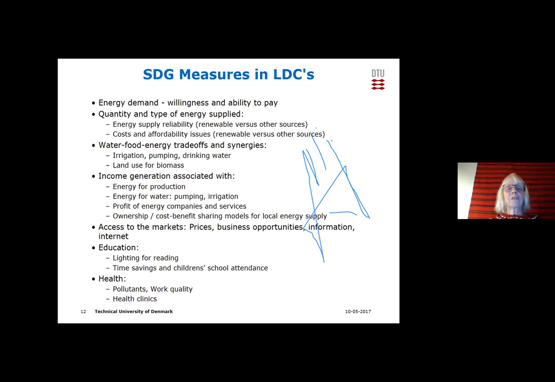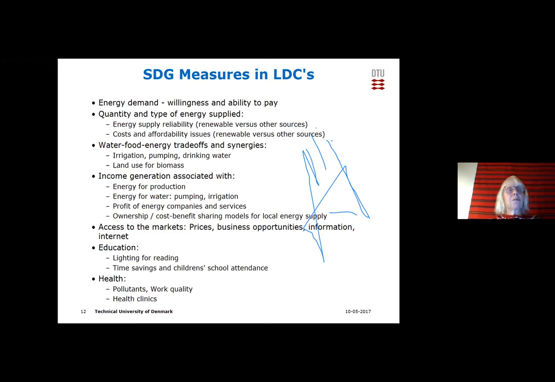We could also measure the quantity and type of energy supplied, but also reliability, which is a major issue. And of course, the cost and affordability issues. We could look at the water, food, and energy trade-offs and synergies. Irrigation, electricity for irrigation and pumping and drinking water, and the land use for biomass for the energy system. Then income generation is important. Energy for production, for water, and profit for the energy companies and services.